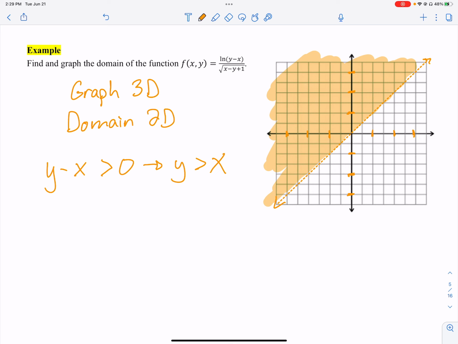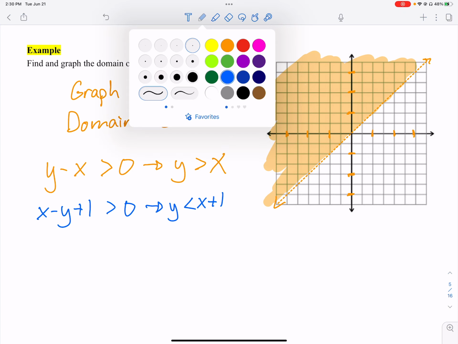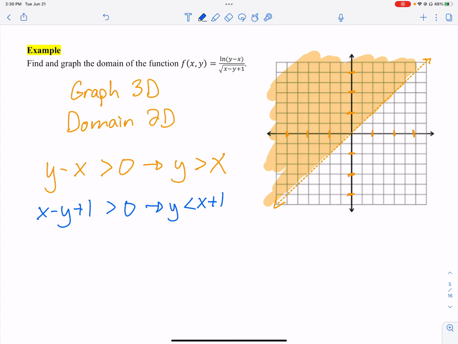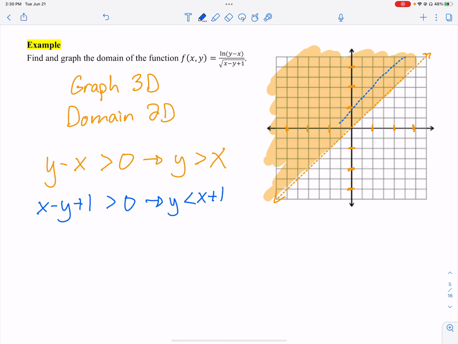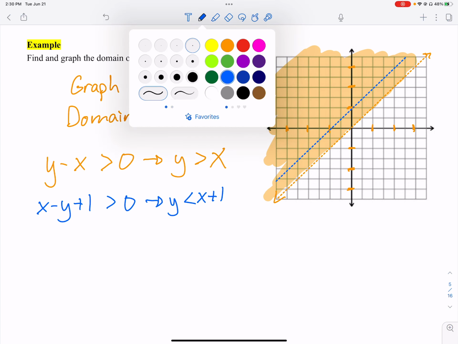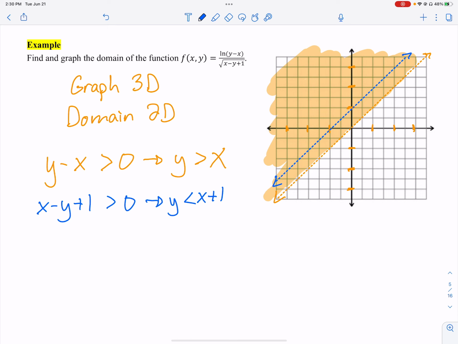All right, now let's take a look. I'm going to do the other one in blue because we're going to graph it as well. The denominator has an x minus y plus 1 inside the integrand. Usually that can be this, but since it's in the denominator, it can't be 0, so I'm going to get rid of that. If I solve this for y, I get y is less than x plus 1. Again, that's a dotted line at 1. We get that line, and this says y is less than that.